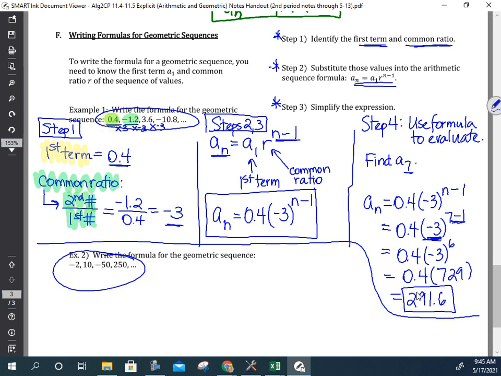So again, step 4 is optional depending on if the problem asks you to do it. But we're doing it because I know your IXLs will ask you to do it. Your unit test is going to ask you to do it. But it's not that difficult, you're just plugging in a number and solving. Any questions on example 1 before we do one more example?